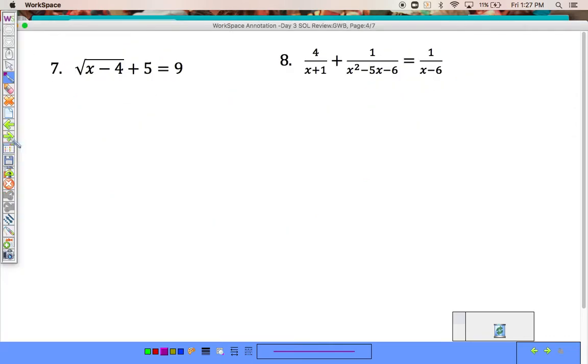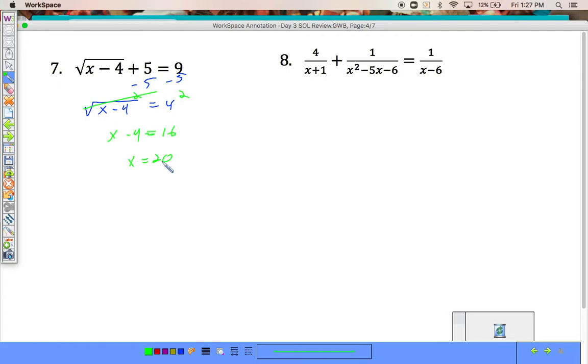All right, number 7, I'm going to solve the square root of x minus 4, add 5 equals 9. We're just going to straight solve this. So I'm going to subtract the 5. You got to get the square root all by itself. I'm going to square both sides to get rid of that square root. I get x minus 4 is 16. I add 4. I get x to be 20.